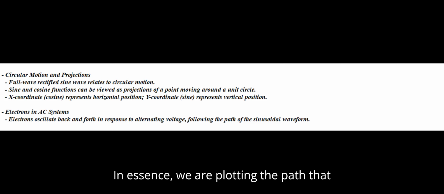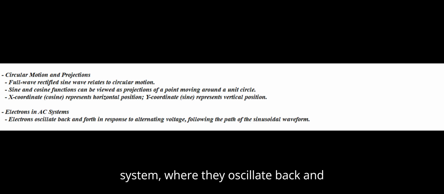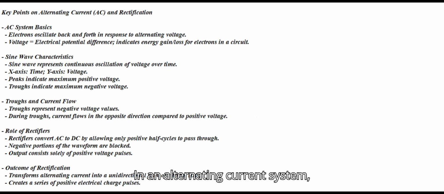In essence, we are plotting the path that electrons take in an alternating current system, where they oscillate back and forth in response to the alternating voltage. This means that while the voltage is changing, the electrons are also moving in reaction to that change. Voltage represents electrical potential difference. It's a measure of the potential energy per unit charge and indicates how much energy electrons can gain or lose as they move through a circuit.